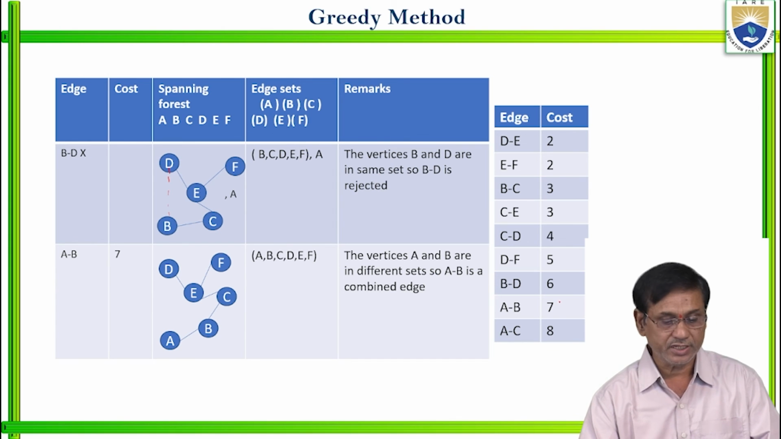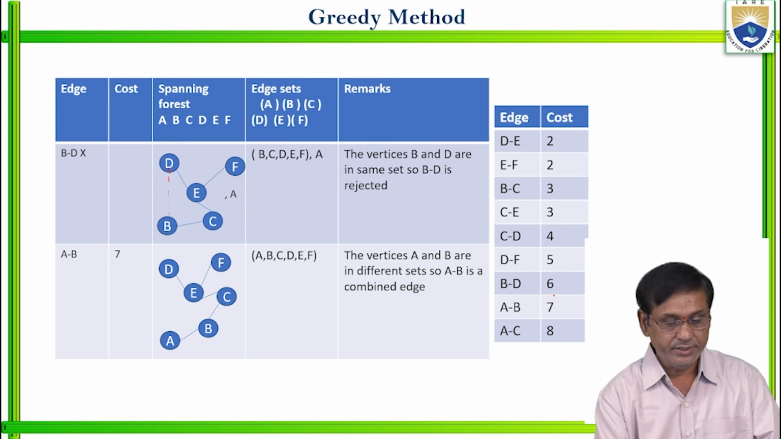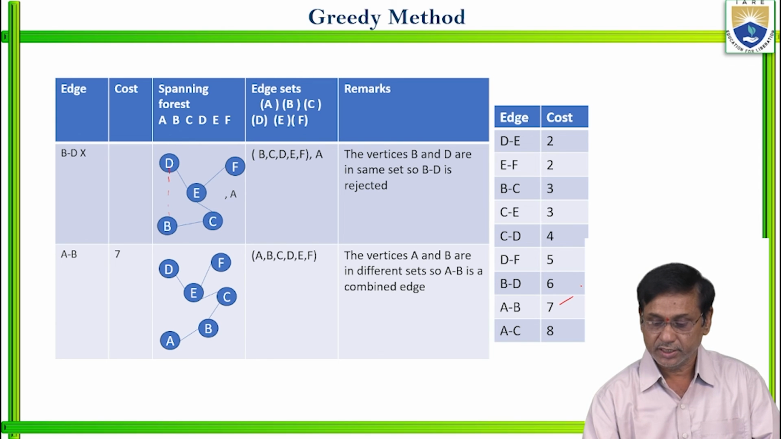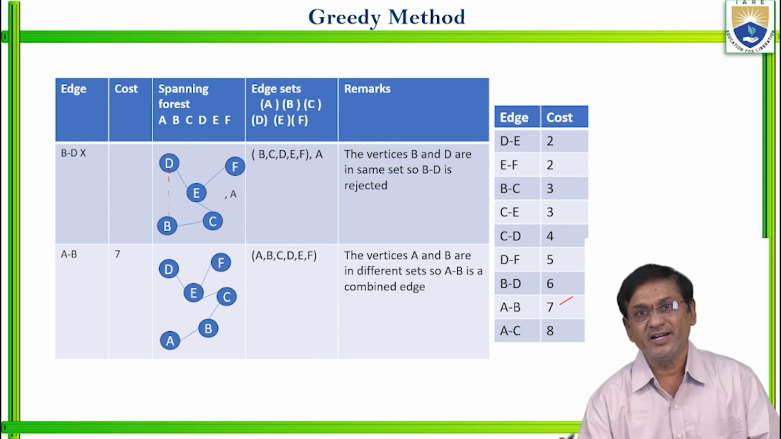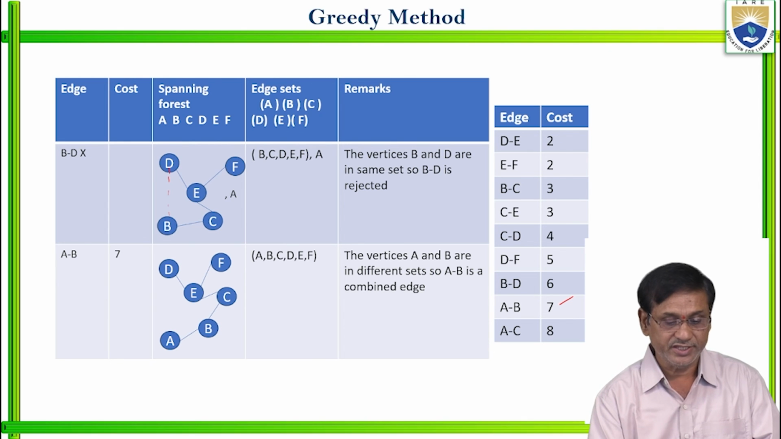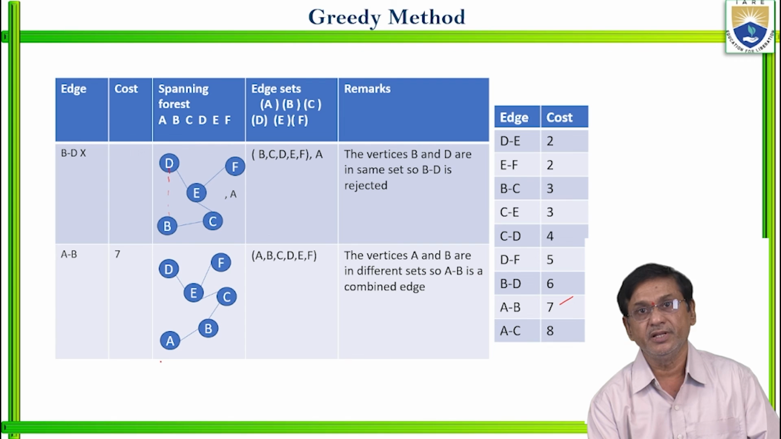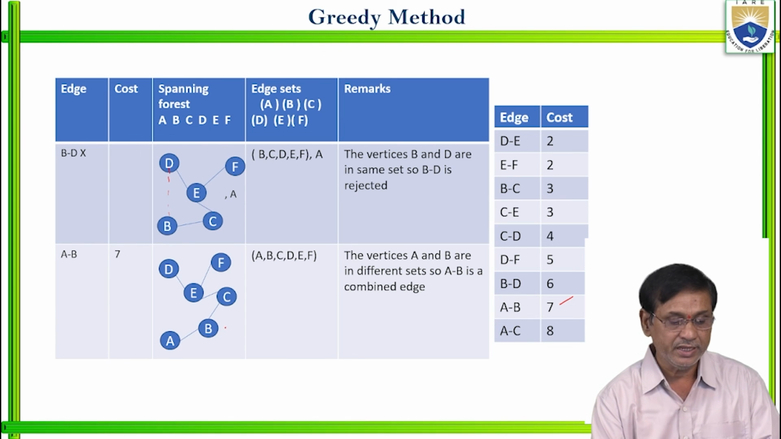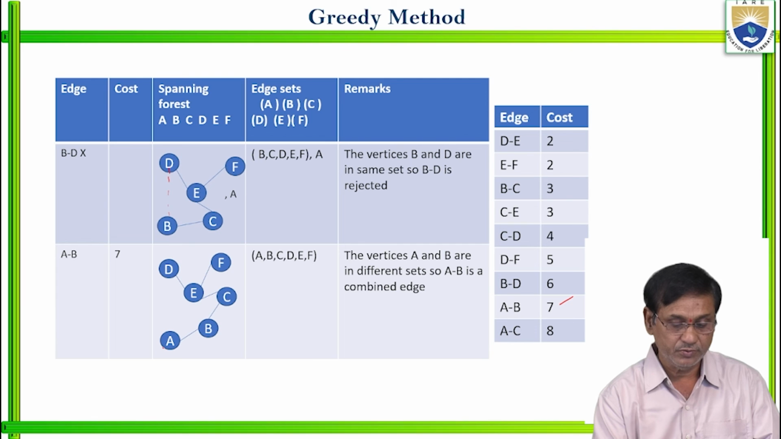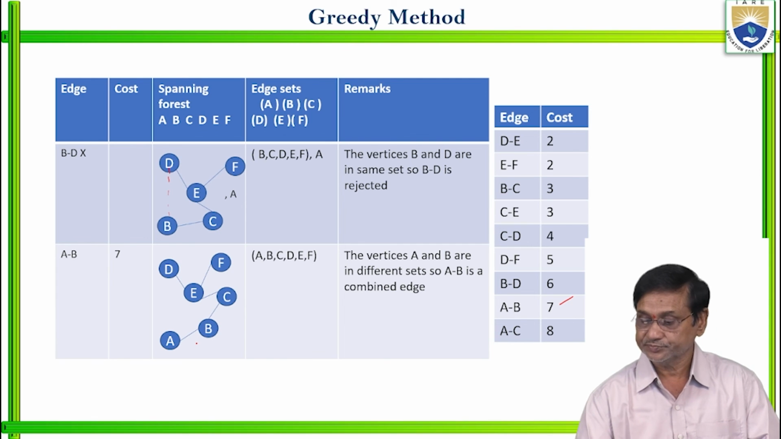After BD, next coming to AB. Now see whether A and B are in different sets or the same set. A and B are in different sets. So draw a solid line between A and B because AB is a combined edge. Any cycle is not forming here. That's why we joined A and B.